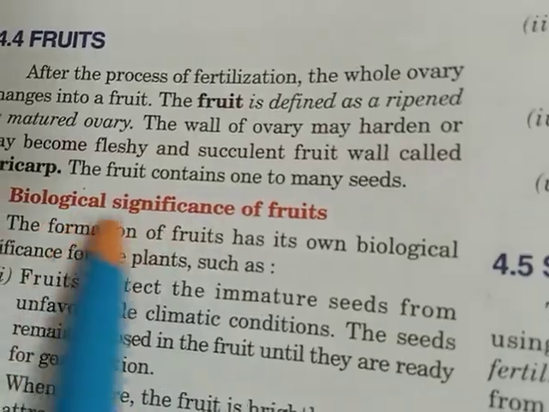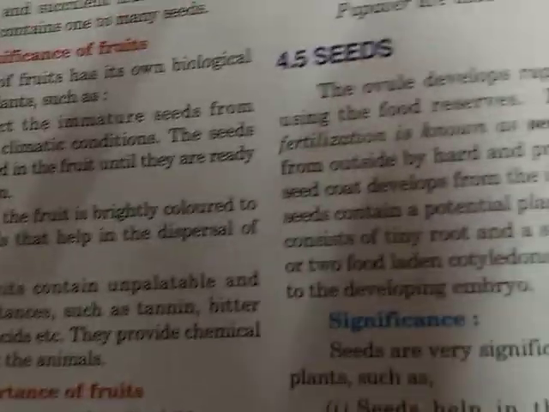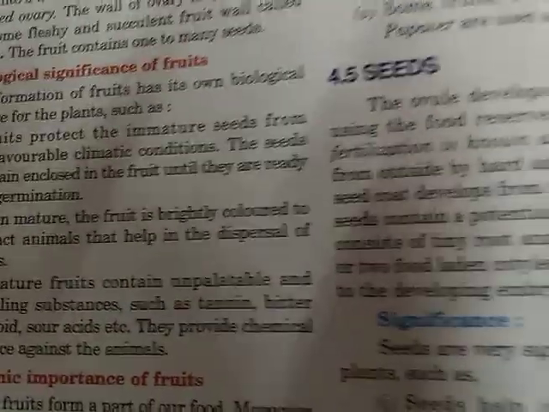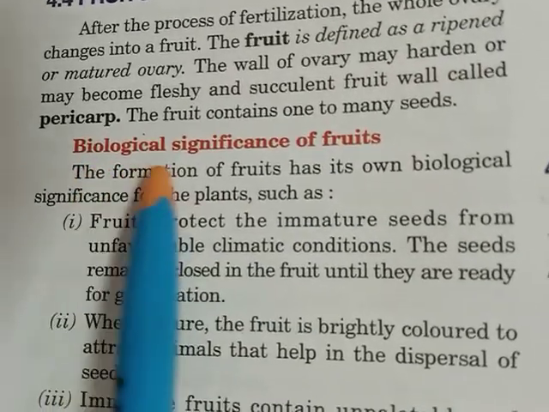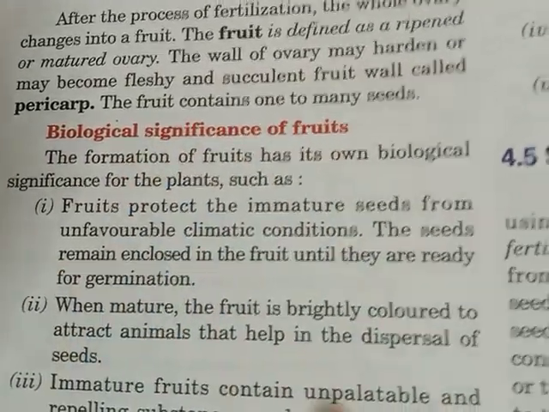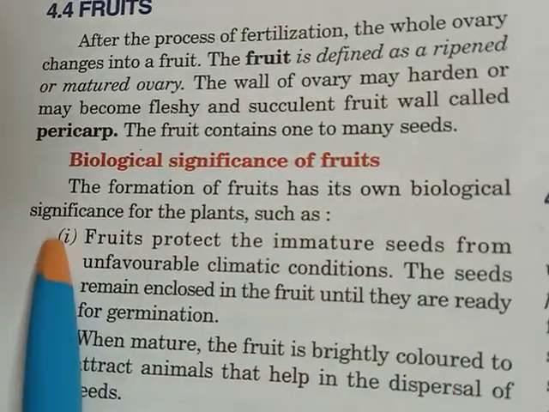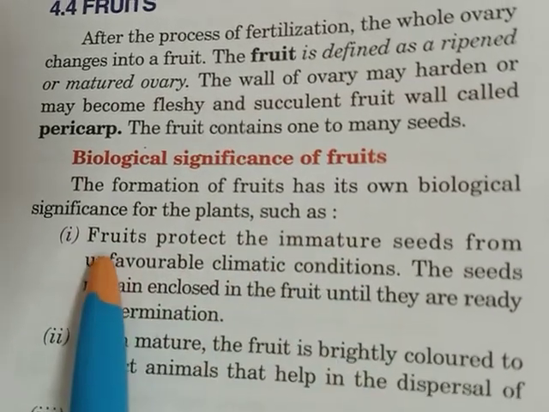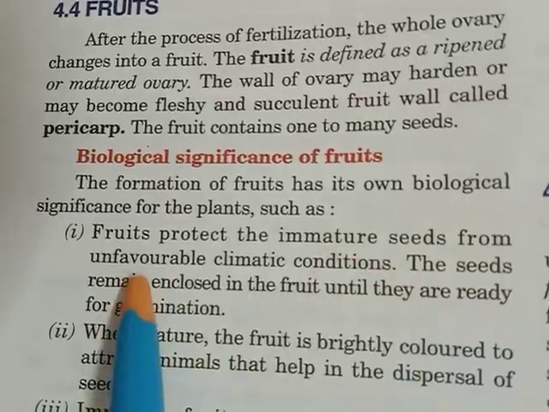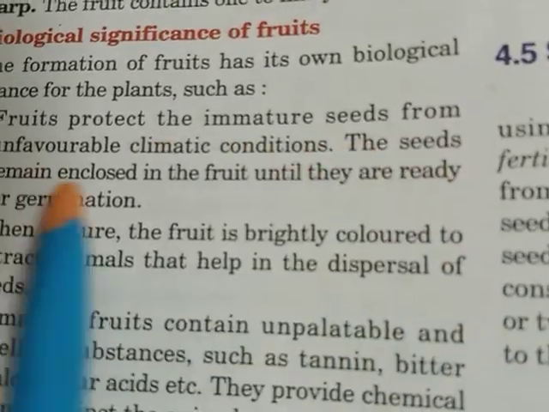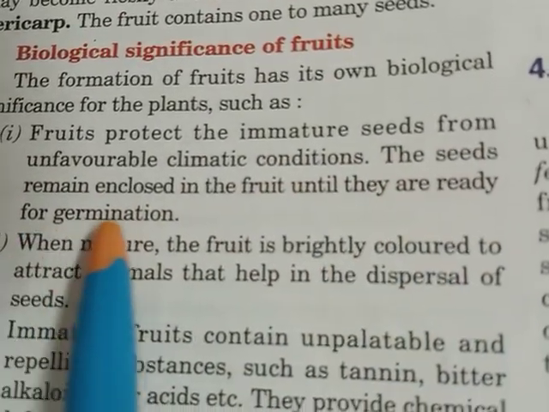The ovules change into seeds, and the number of seeds may vary from one to many according to the type of the fruit. Biological significance of fruits. What is the biological importance of fruits? Fruits protect the immature seeds from unfavorable climatic conditions. The seeds remain enclosed in the fruit until they are ready for germination.